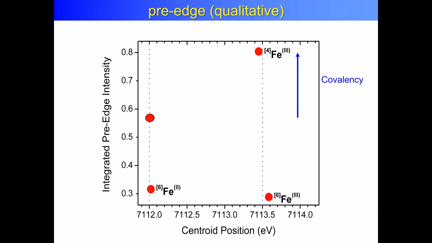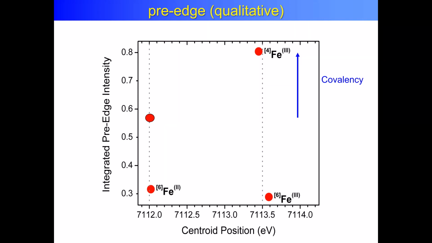On this graph, I put on the horizontal axis the centroid position of the pre-edge. So at 7112 eV, you see iron 2+, and at 7113.5 iron 3+. And on the vertical axis, I put the integrated pre-edge intensity. That is a bit more tricky because you have to subtract the background of the edge and then integrate the pre-edge. At the bottom, you see the octahedral sites, and at the top, the tetrahedral sites. So the tetrahedral sites break inversion symmetry and have much more intensity. So by these 4 references, you can then do analysis.